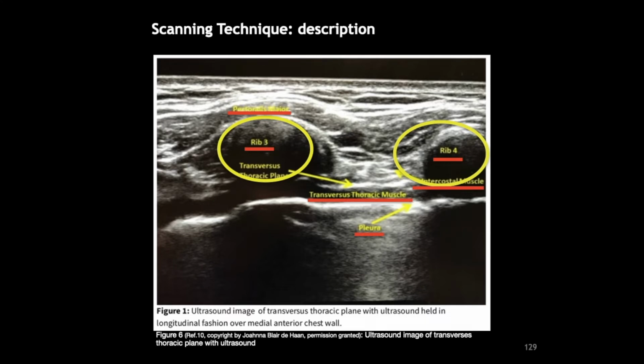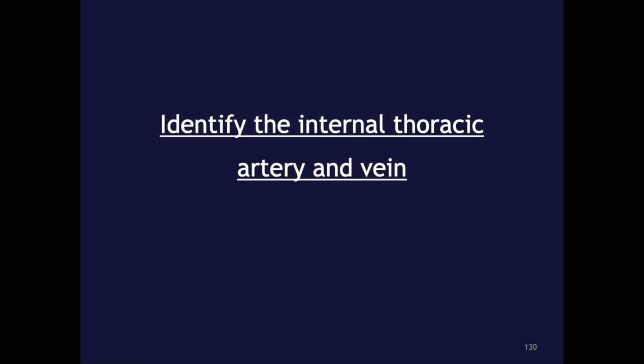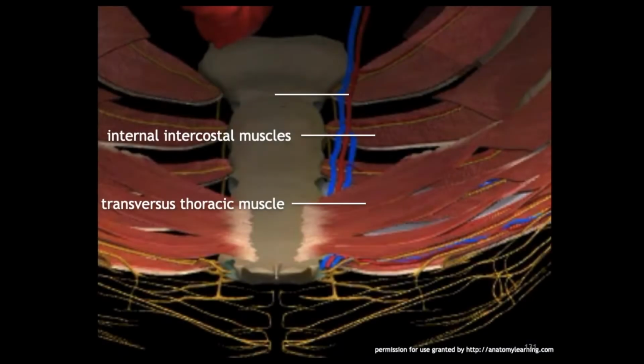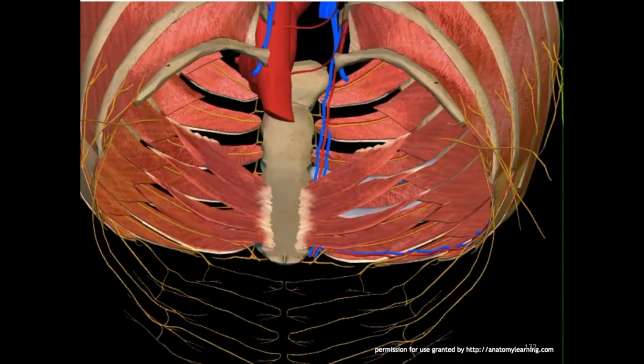The internal thoracic artery is identified in this plane between the internal intercostal muscle and the transversus thoracic muscle to avoid vascular puncture and intra-arterial injection. The internal thoracic artery runs between the internal intercostal muscles and transversus thoracic muscle and should be visualized prior to block placement.